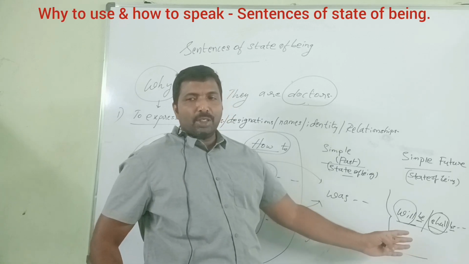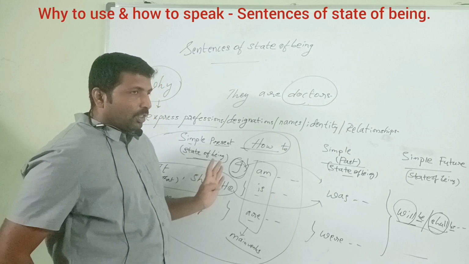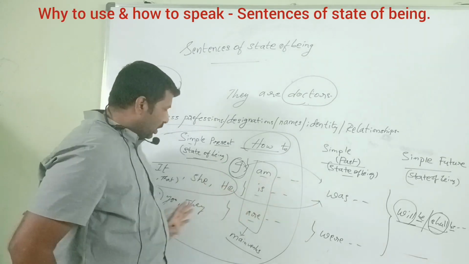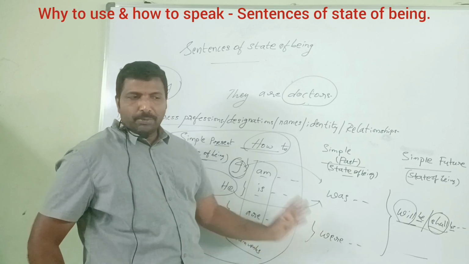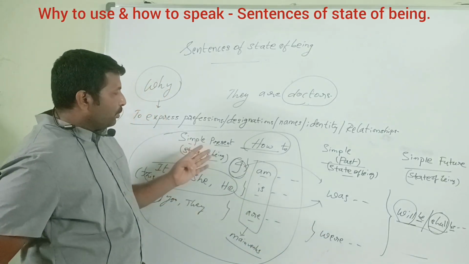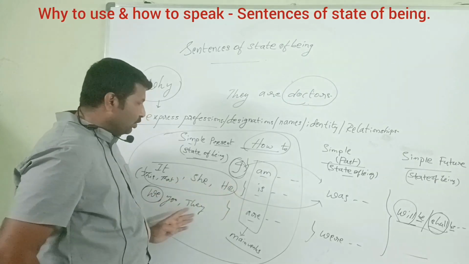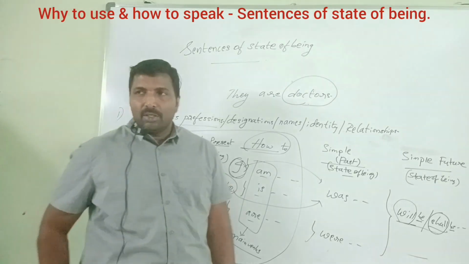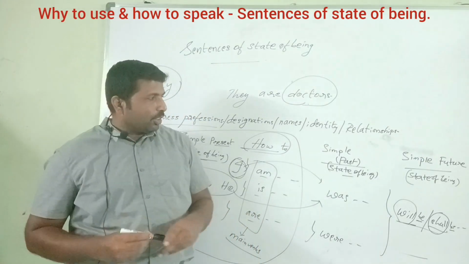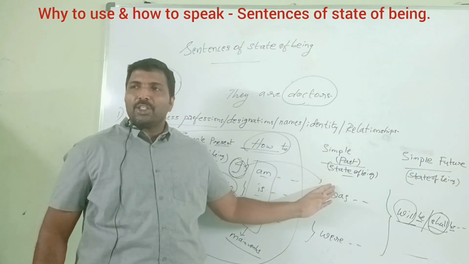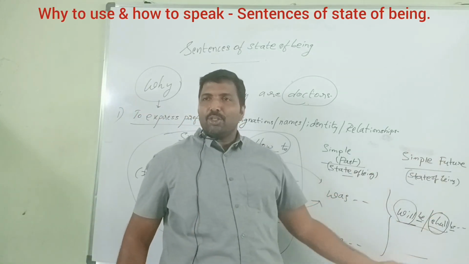Shall be after the subject, shall be and will be. Coming to was, were: for I, he, she, it, was, and for we, you, they, were. That is the simple past state of being structure. Coming to simple present state of being: for I, am; for he, she, it, is; for we, you, they, are. To express the past state of being, we have the simple past state of being structure. To express the future state of being, we have the simple future state of being structure.